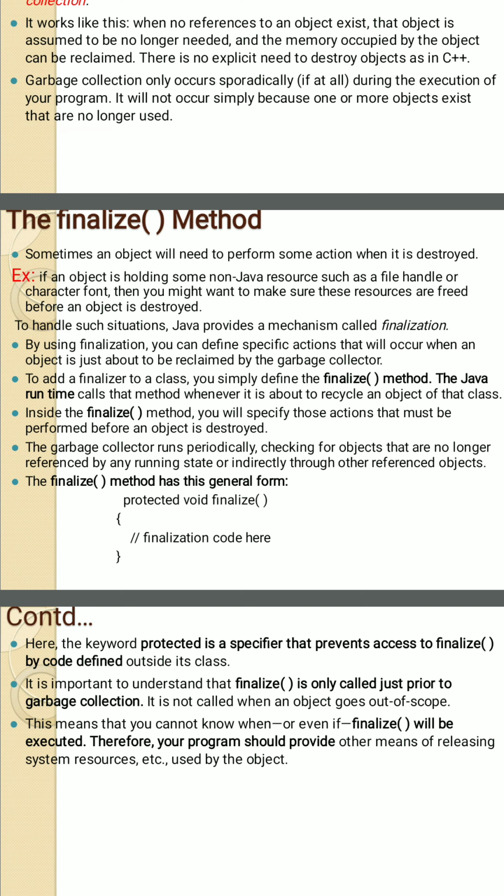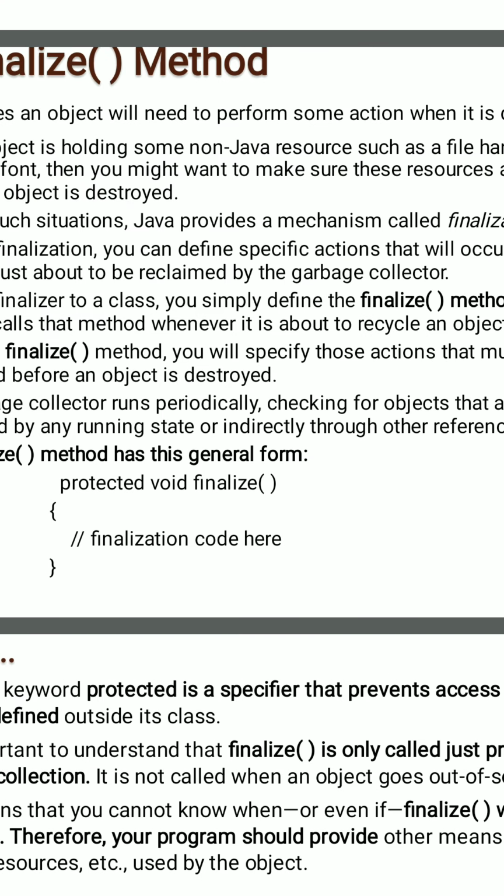The syntax of the finalize method is like this: protected void finalize, and the body of the finalize method here. Finalize is the name of the method, void is the return type, protected is the access specifier. The protected access specifier's members are accessible in the same class and its derived class.